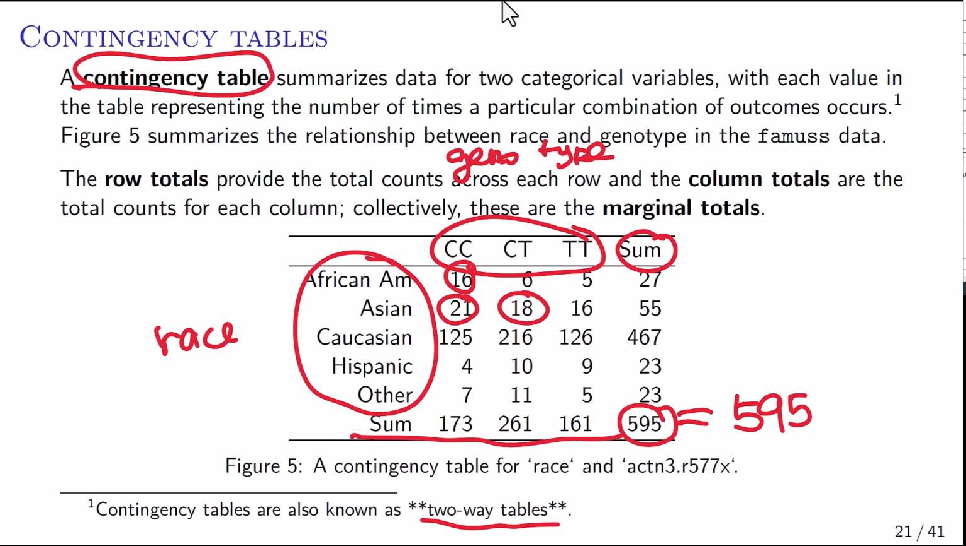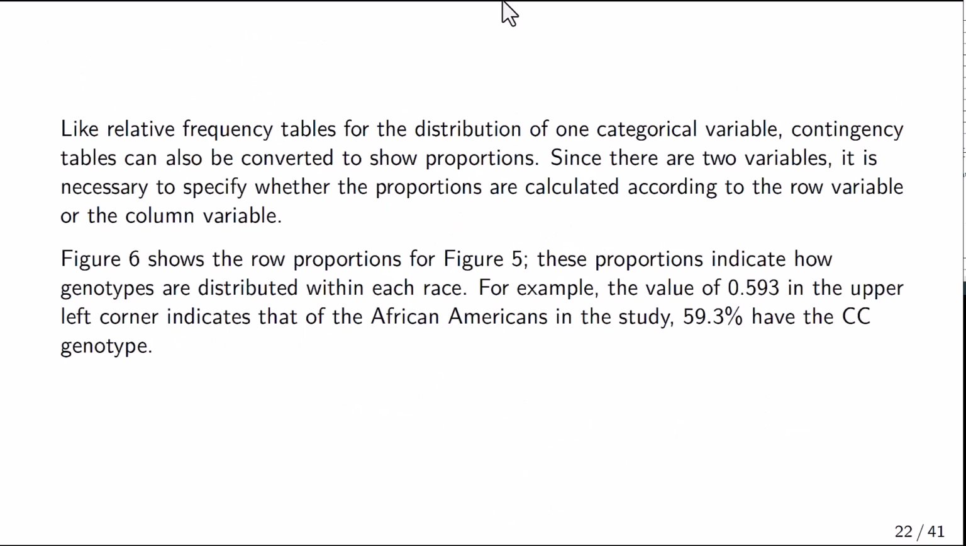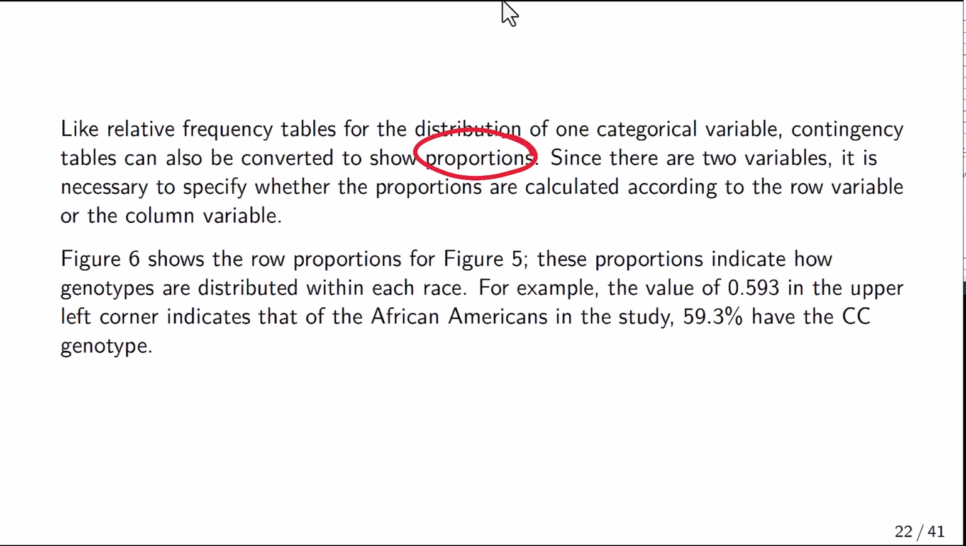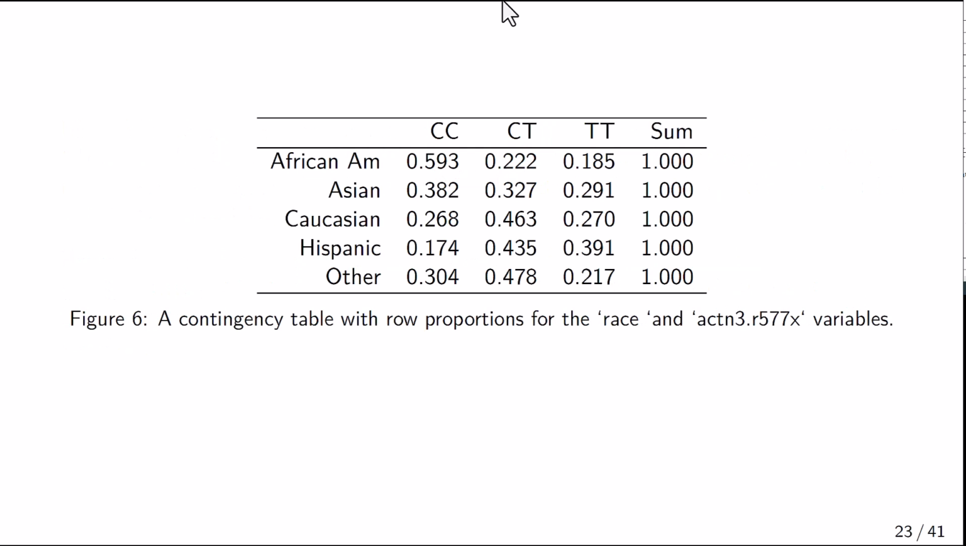right? 2 ways. Like the relative frequencies table for the distribution of 1 categorical variable, a contingency table can also be converted to show proportions, right? Because just now they are just counts. Now we could do the proportions right here. For example, this is the proportions. This is called the row proportions.